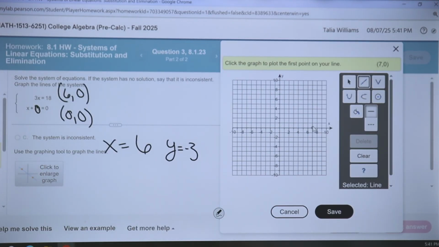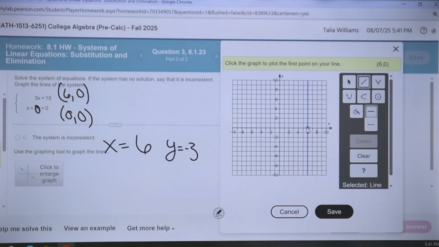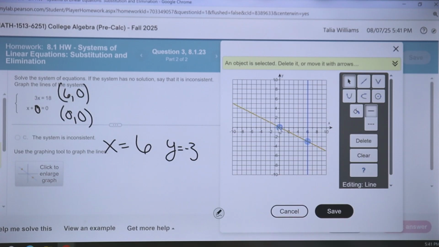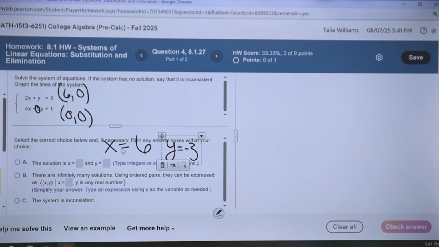Okay, 6, negative 3. And then we're graphing our top one, which is just x equals 6. So it does not matter which of them I click as long as x is 6. I did do 6, 0 as that, and I just clicked 6, 5, but it doesn't make a difference. Okay. And then 6, negative 3, because that is our solution. And our point we found for our second equation was 0, 0. And you can always check these on Desmos as well.